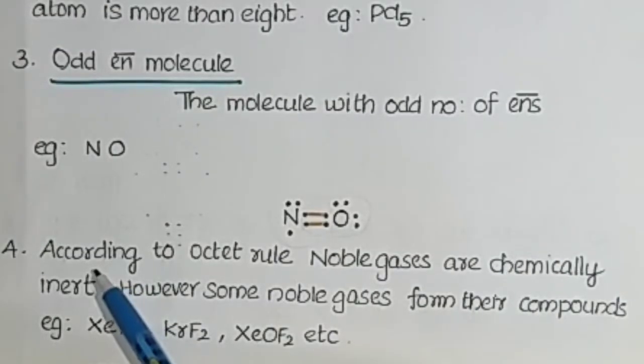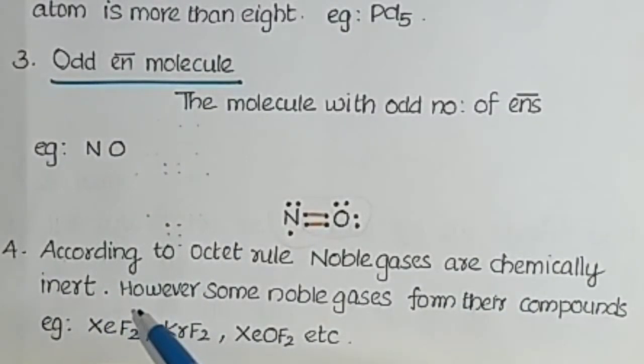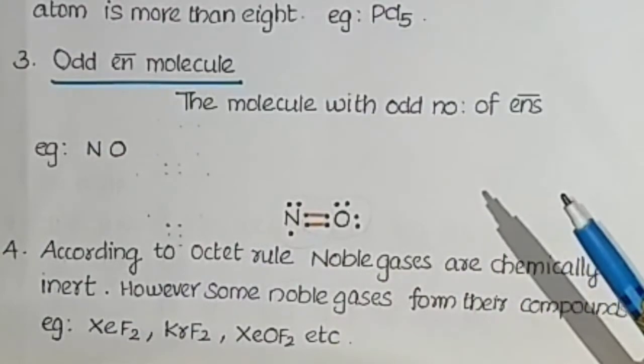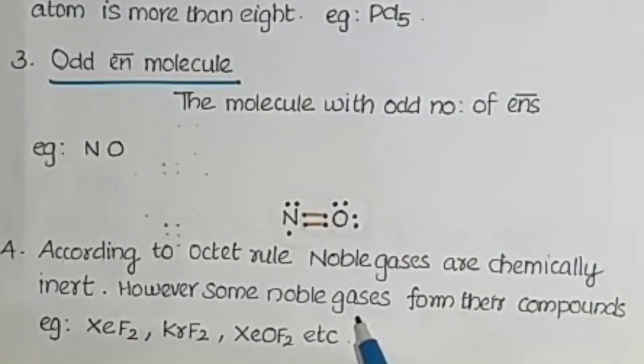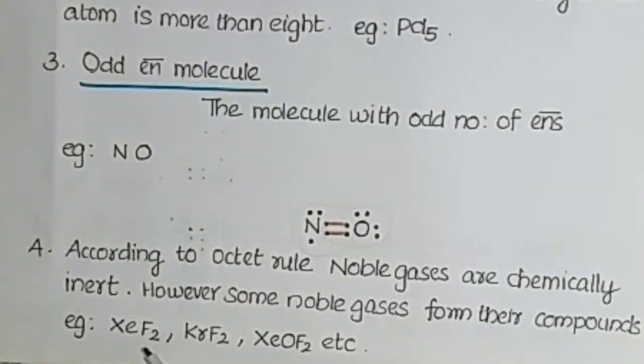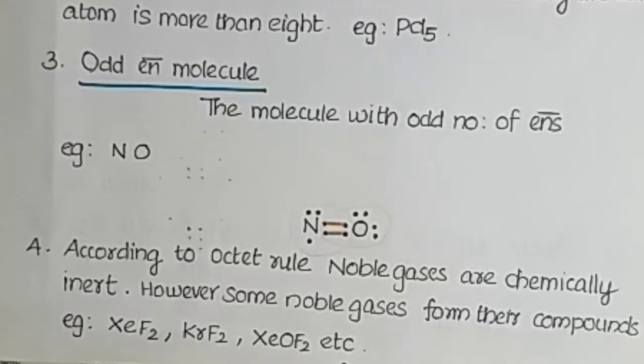Next limitation: according to the octet rule, noble gases are chemically inert because they complete their octet and do not take part in any chemical reactions. However, some noble gases form compounds. For example, XeF2, KrF2, XeOF2, etc.